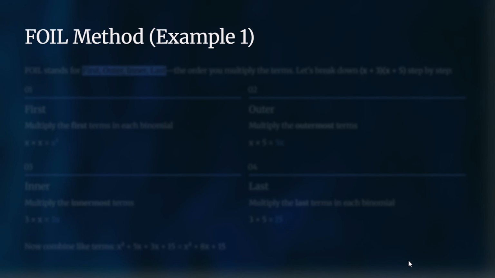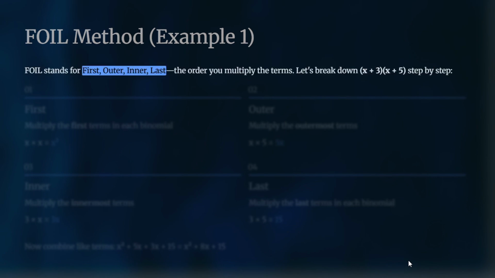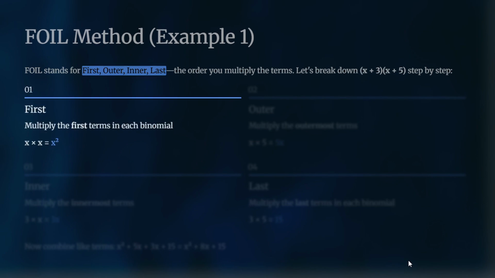First, the FOIL method. FOIL stands for first, outer, inner, and last, and that is the order in which you multiply the terms. So for x plus 3 times x plus 5, if we multiply the first terms, x times x is x squared. Multiplying the outer terms, x times 5 is 5x.